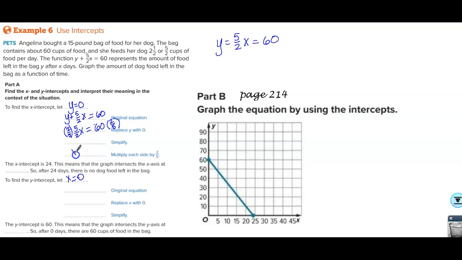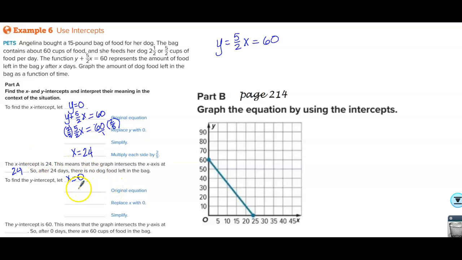And then we simplify. 5 and 60, that becomes 12. 12 times 2 is 24. You could have done that in a calculator if you really don't enjoy fractions. So the x-intercept is 24. That means the graph intersects the x-axis at 24. So after 24 days, there is no dog food left in the bag.